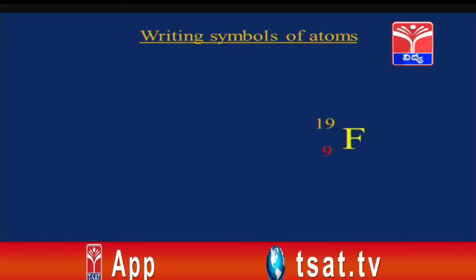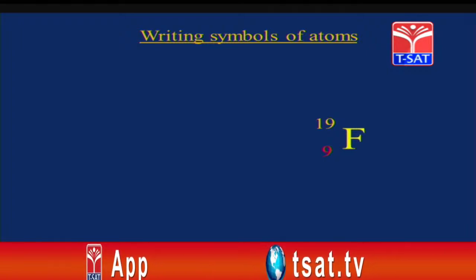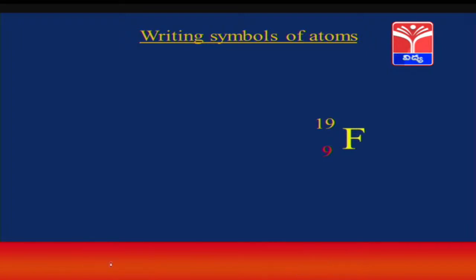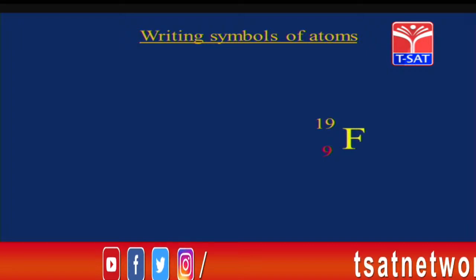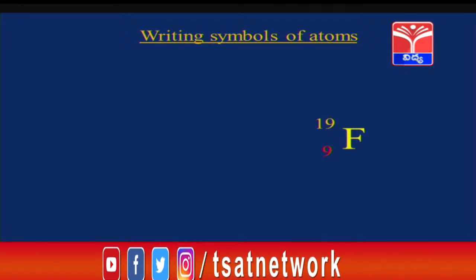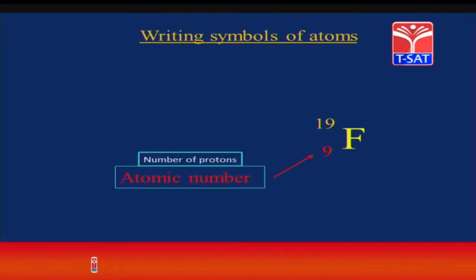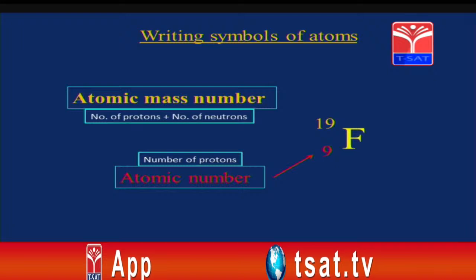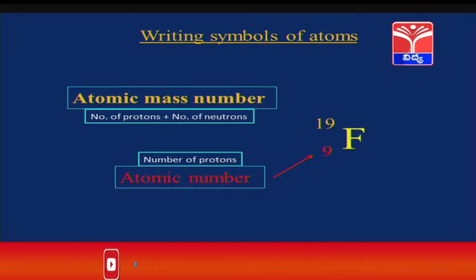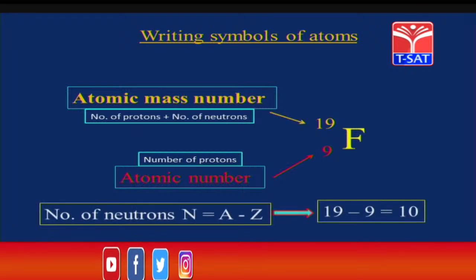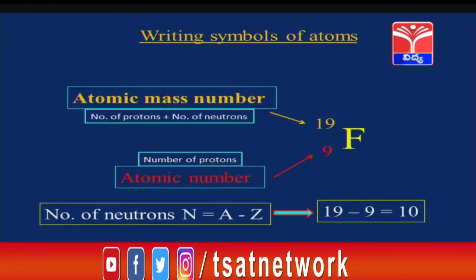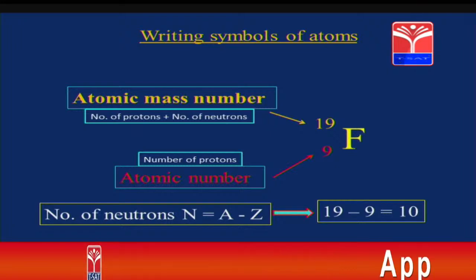For example, the fluorine atom: its atomic number is 9 and mass number is 19. Atomic number is written as subscript and atomic mass number is written as superscript. 9 is the number of protons, that is the atomic number. 19 is the atomic mass number, that means number of protons plus number of neutrons. Number of neutrons equals A minus Z, so for fluorine, 19 minus 9 equals 10.